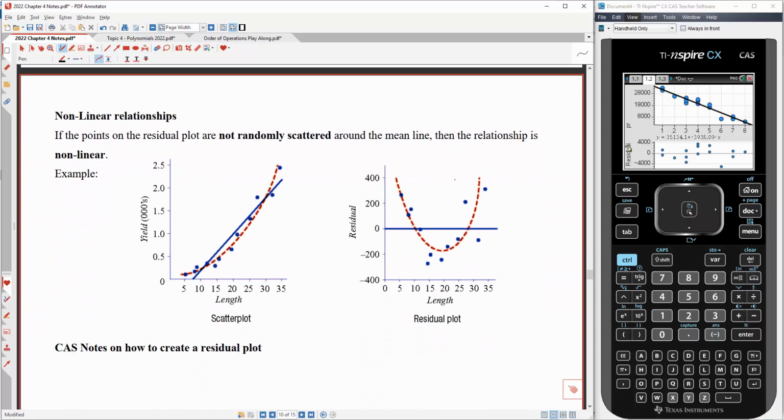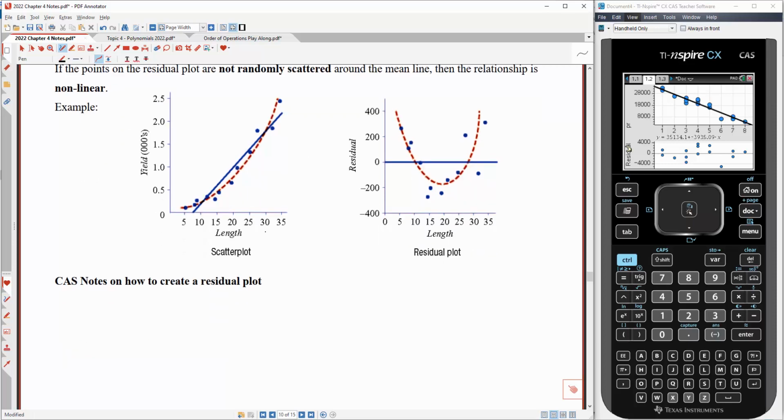Now remember, we talked very quickly about nonlinear relationships. So if this was the original scatter plot and then the residual plot, what you can see is that the dots form more of a pattern. So this suggests that actually a straight line graph is not the best predictor or the best equation for this data.